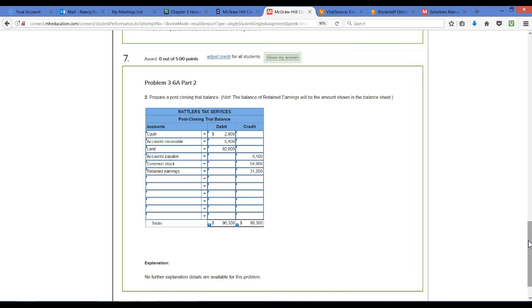Okay, on number 2, we credit all the expenses, correct, and we debit our retained earnings.